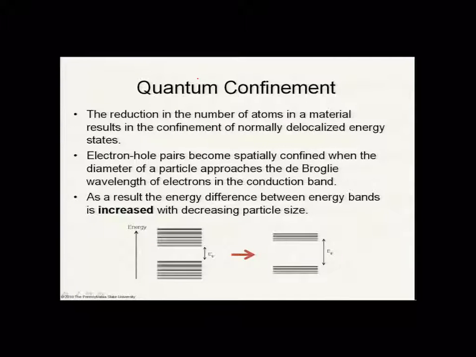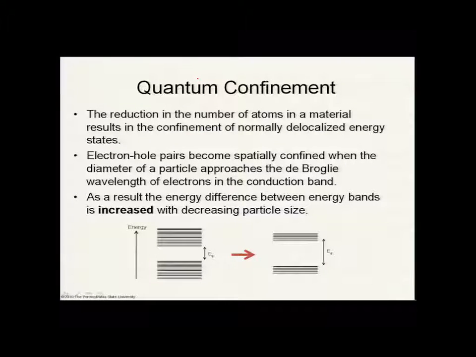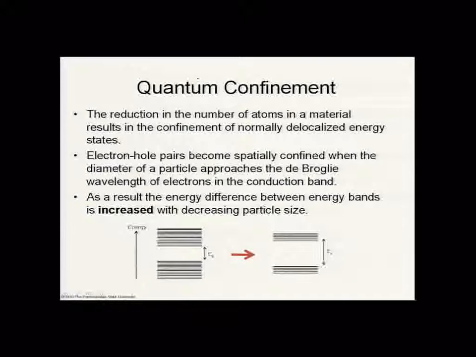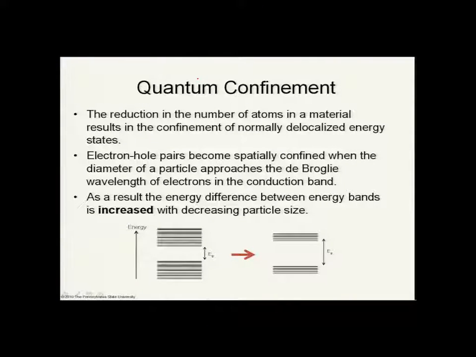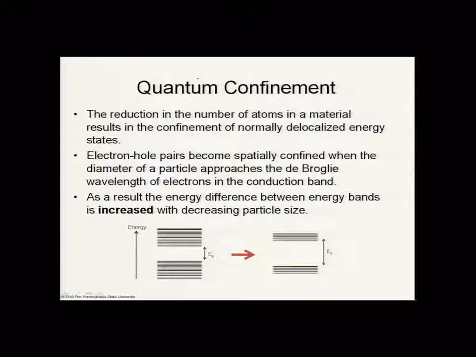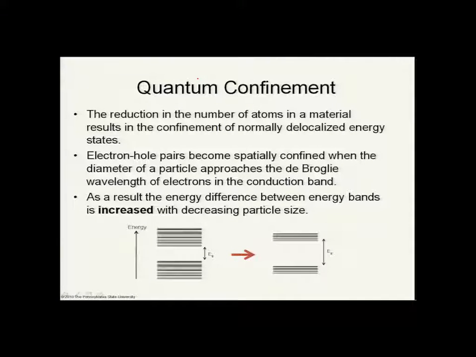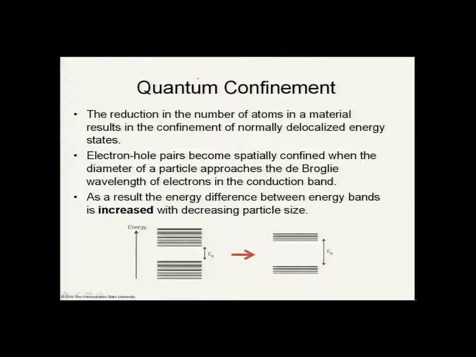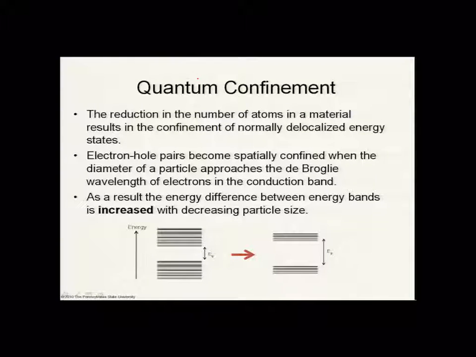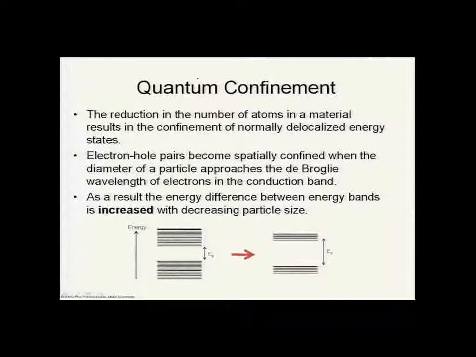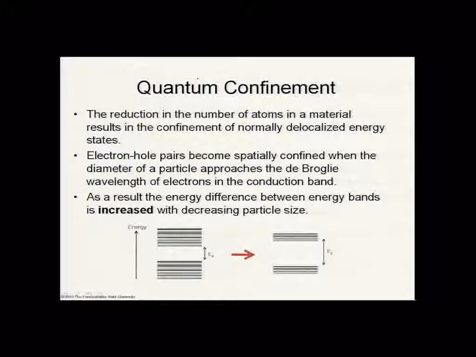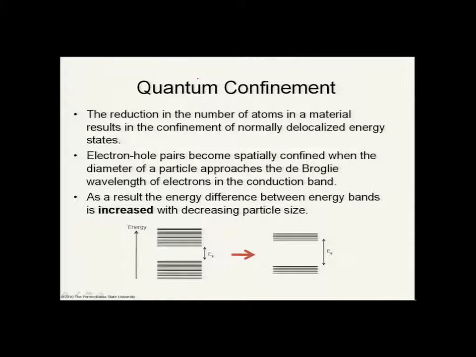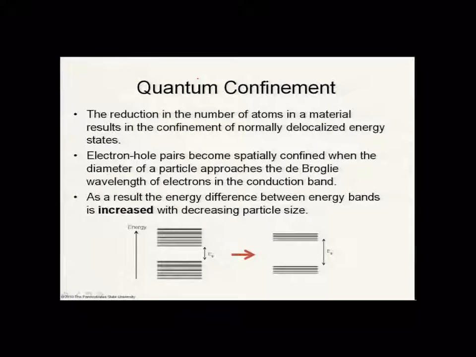The reduction in the number of atoms in a material results in the confinement of normally delocalized energy states. Electron hole pairs become spatially confined when the diameter of a particle approaches the de Broglie wavelength of electrons in the conduction band. As a result, the energy difference between energy bands is increased with decreasing particle size. So to reiterate, as quantum dots are produced with smaller sizes or smaller radii, we have an increase in energy between the energy bands, or a larger band gap.